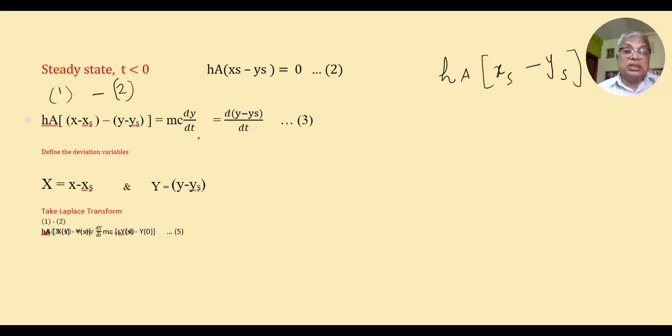And this dy/dt I have modified as d of (y minus ys)/dt, because ys is a steady state value, a constant. Xs and ys are steady state values, they are constants.